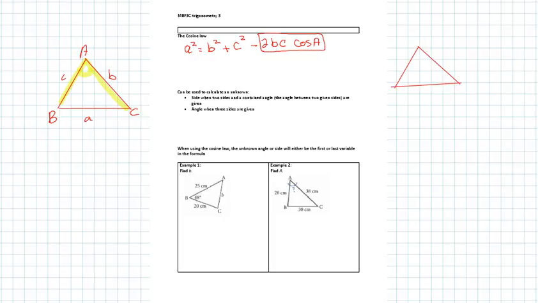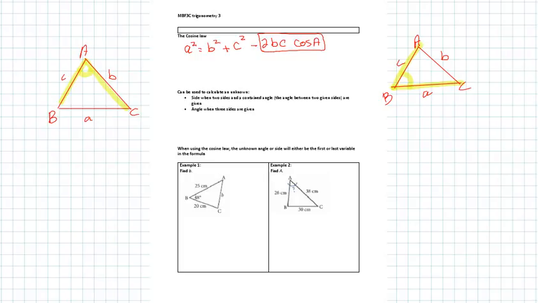Now, what if I am given side A, side C, and angle B? What am I looking for? Sorry, can you repeat that? So I'm given whatever I just highlighted. I'm given side A, side C, and angle B. You're looking for B. I'm looking for side B.